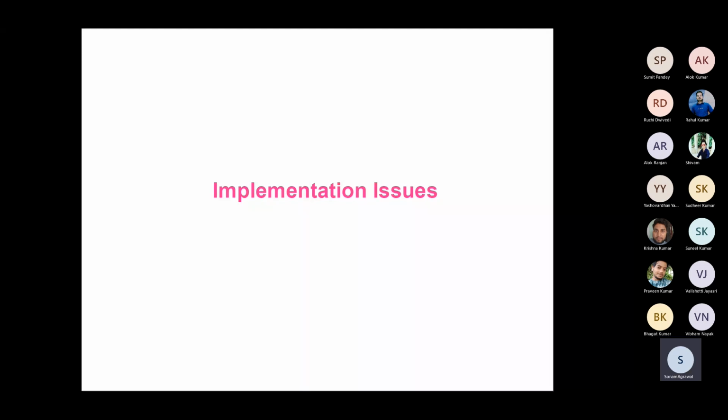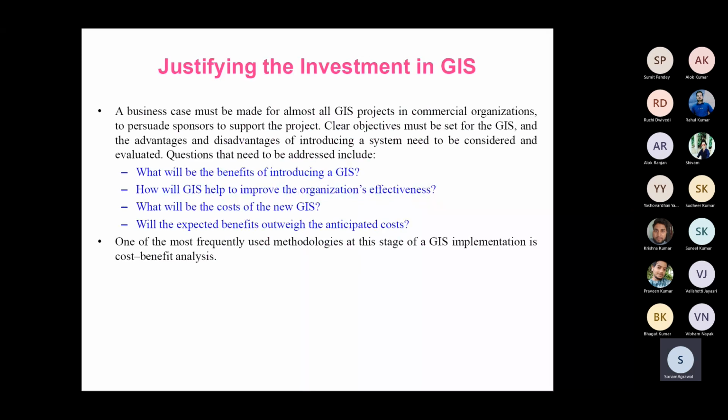Then there are the implementation issues. When you are implementing any GIS, we need to justify it. One of the important things is justification of investment. When somebody is putting money into that thing, they need a justification for why we are going to use it. Like the questions given over here: What will be the benefit of introducing a GIS? How will GIS help to improve the organization's effectiveness? What will be the cost of the new GIS? Will the expected benefits outweigh the anticipated cost, and so on.